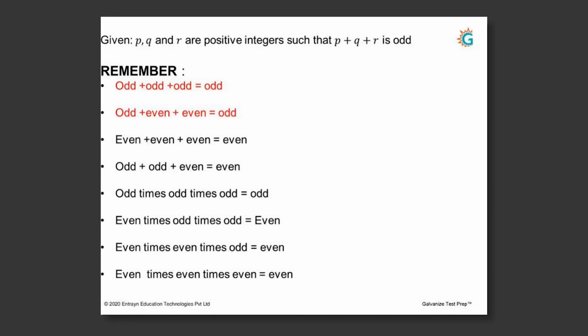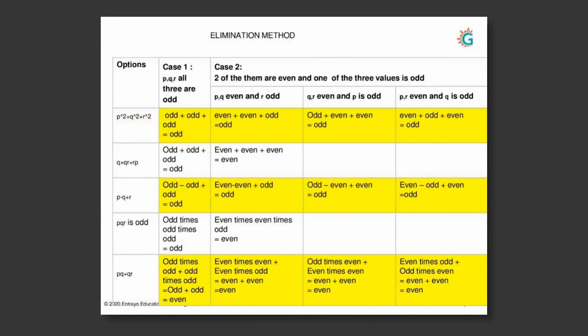Now go back. So I have two cases here. The first case is all three of P, Q, R are odd. Case 2 is two of them are even and one of the three values is odd. That's what we just saw. Two of them being even means P and Q can be even, R can be odd; Q and R can be even, P can be odd; P and R can be even, Q is odd. Do you all agree? Yes, Shreyas, that's a very common mistake that students make. That is why you need to practice a lot. Practice solving such problems, and please be very careful.